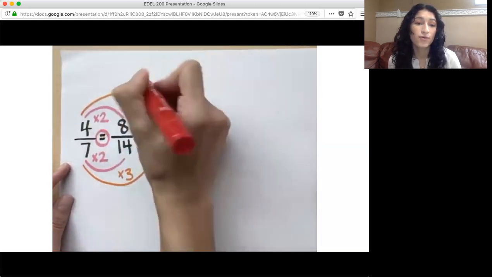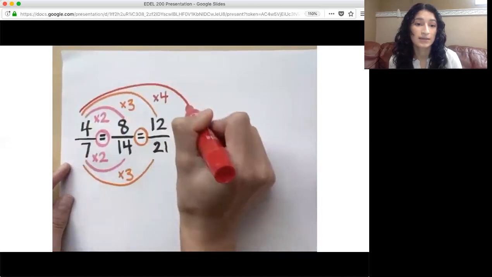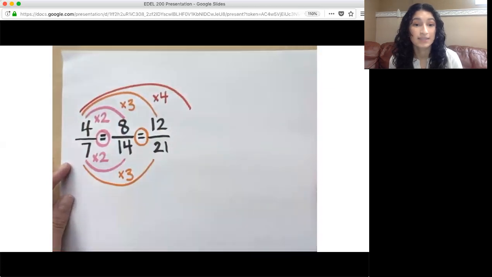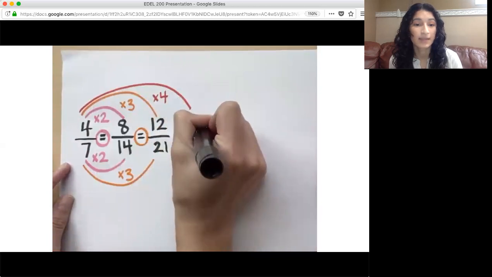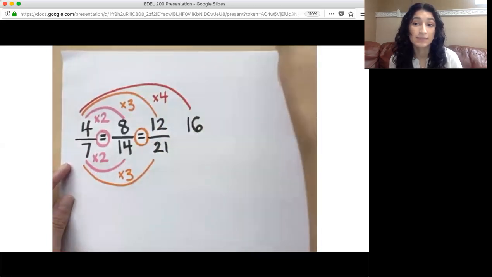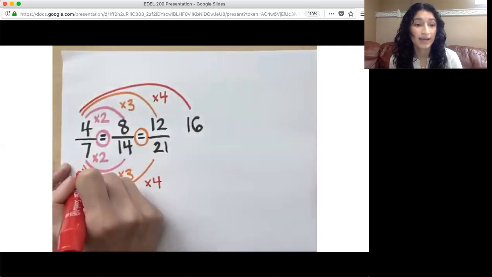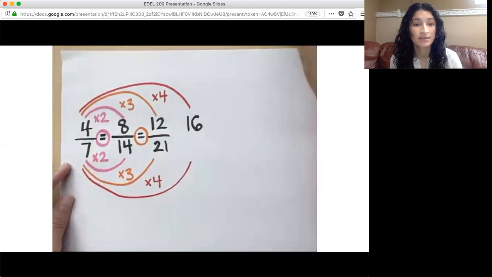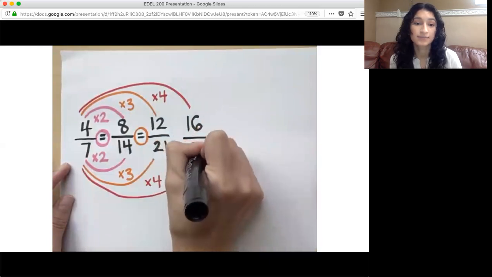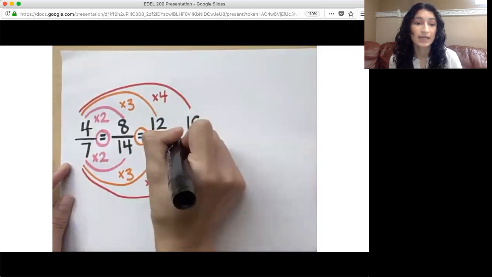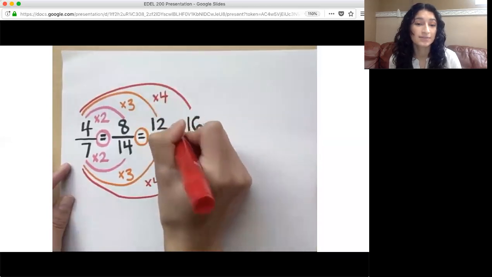So 4 times 4, what does that give us? It's going to give us 16. And we're going to do the same thing to the bottom. 7 times 4. What's that going to give us? It's going to be 28. And I'm going to write the equal sign showing that 12 over 21 equals 16 over 28.